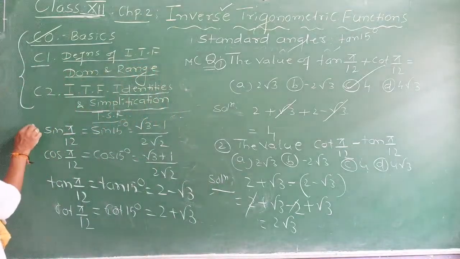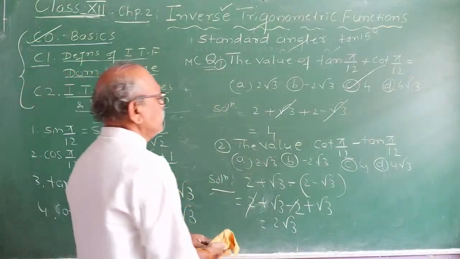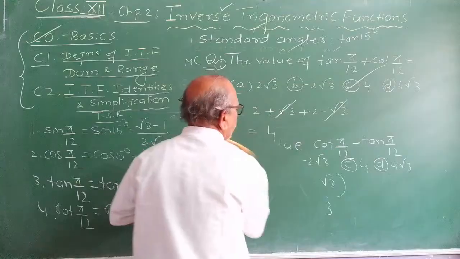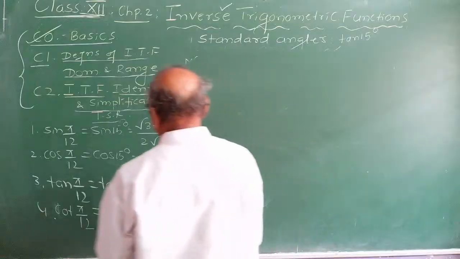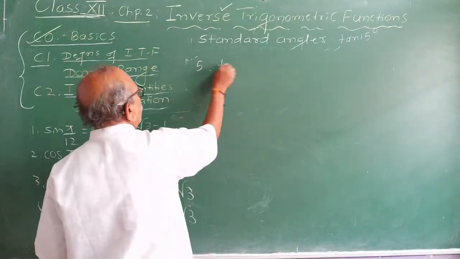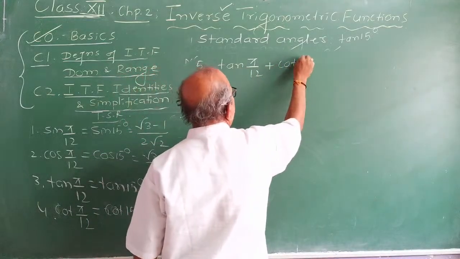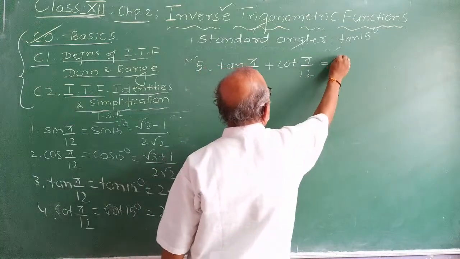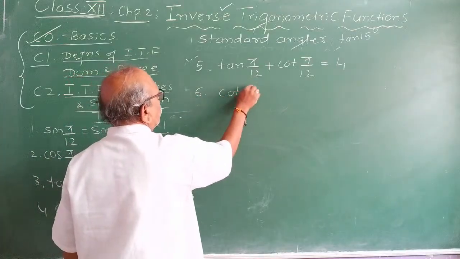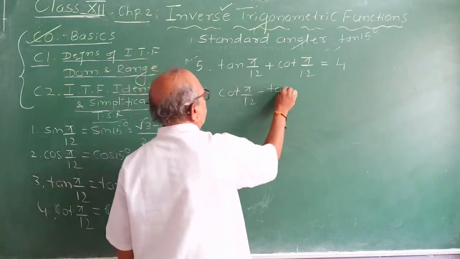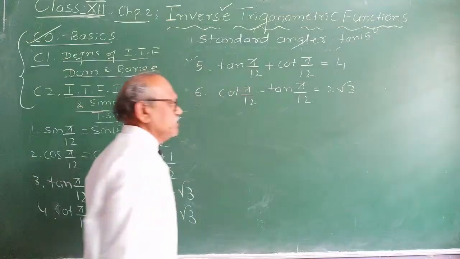This is the first result, second, third, fourth. Now we got two more shortcuts. These two shortcuts we proved in the form of MCQ. In your diary of TSR, time saving results, note down the fifth one as tan pi by 12 plus cot pi by 12 will be equal to 4. Next time you can directly tick it. Sixth one, cot pi by 12 minus tan pi by 12 will be equal to 2 root 3.